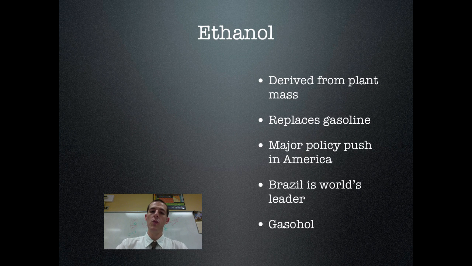Around the world, though, Brazil is the world's leader in the production of ethanol. They produce their ethanol with switchgrass and sugarcane rather than the corn like we do. And I've mentioned gasohol already. So that's kind of the background on ethanol.